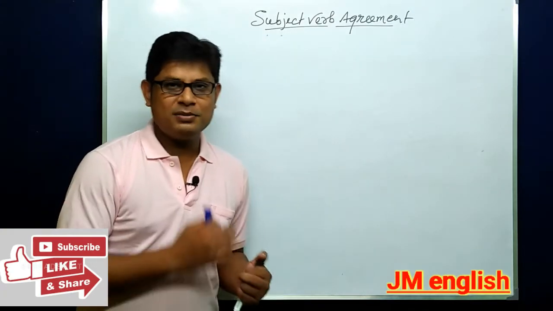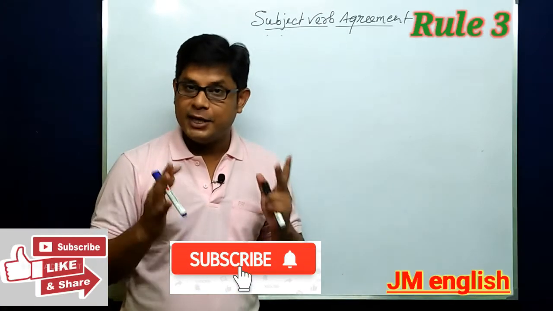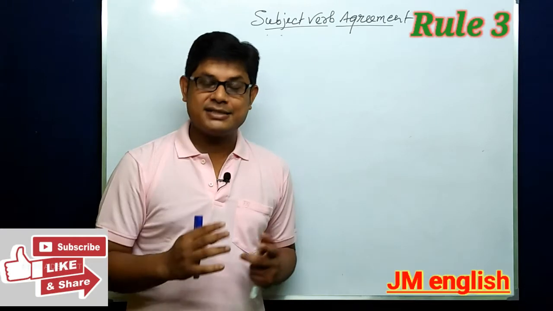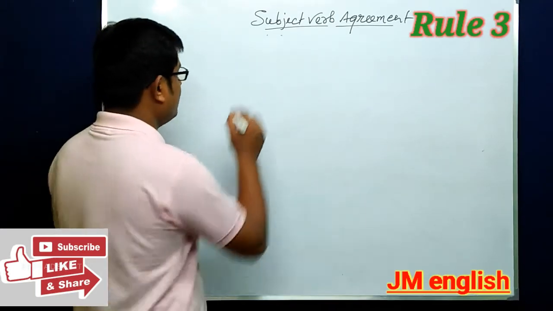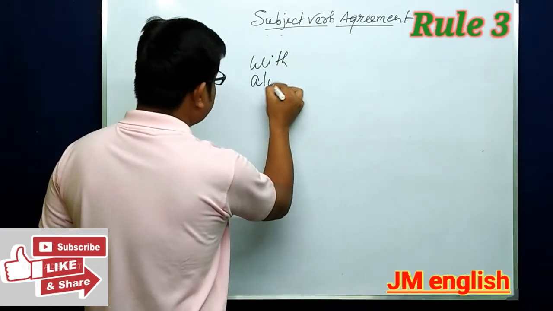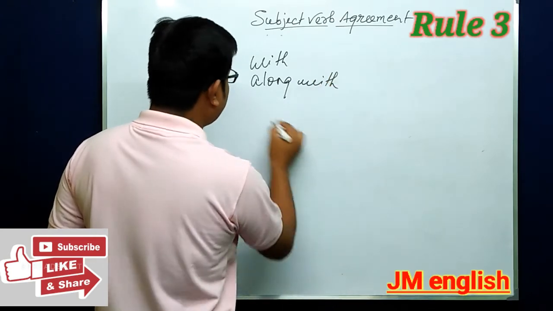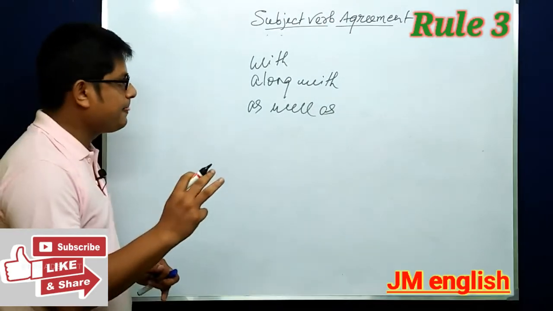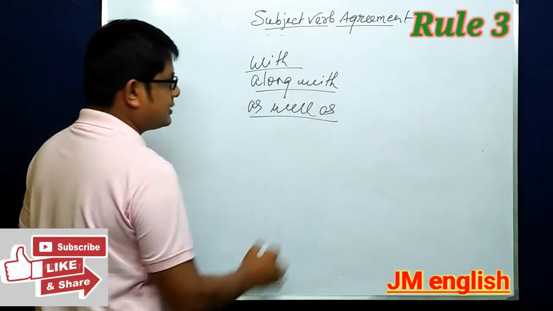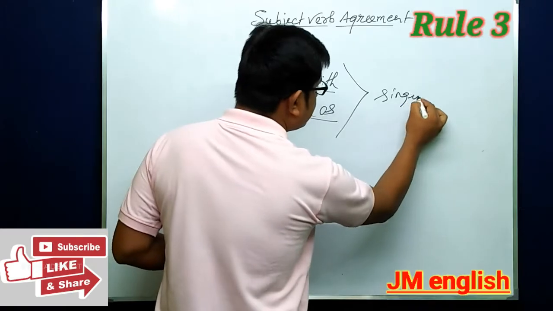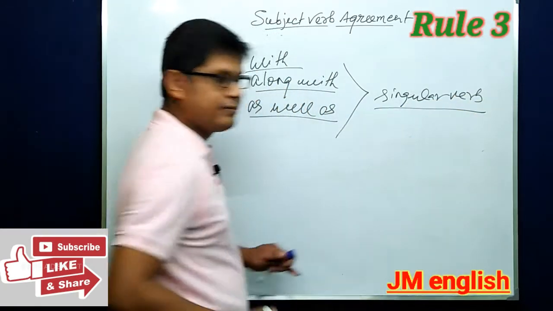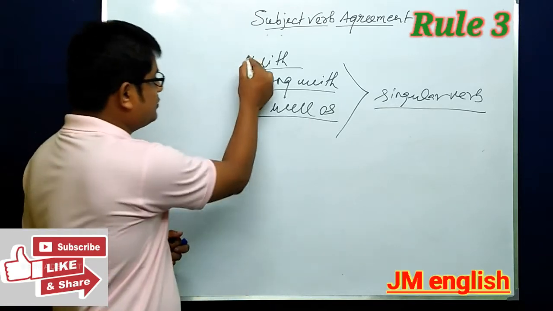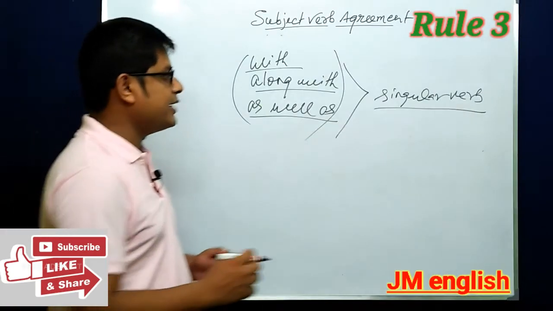Okay, now rule number 3. See, rule number 3 is very important, and is something exceptional. Rule number 3 says that when two subjects are connected in a single sentence with, along with, or as well as, okay, so if we use two subjects together, and if you use with, along with, or as well as, then always use a singular verb. Clear? You may have two subjects together, or two nouns or pronouns together, but if you use these things to connect them, then always use a singular verb.